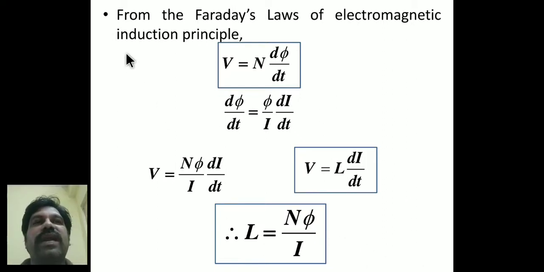From Faraday's laws of electromagnetic induction, we have written V is equal to N into d phi by dt. From the second law of Faraday, V is equal to N d phi by dt, where d phi by dt can be rewritten by multiplying and dividing with the current as phi by I into di by dt. Resubstituting in the equation, here we have a term N phi by I. This N phi by I is called a constant L. Therefore L is equal to N phi by I. This L is called self-inductance, where V is equal to L di by dt. This is the voltage across the inductor formula.